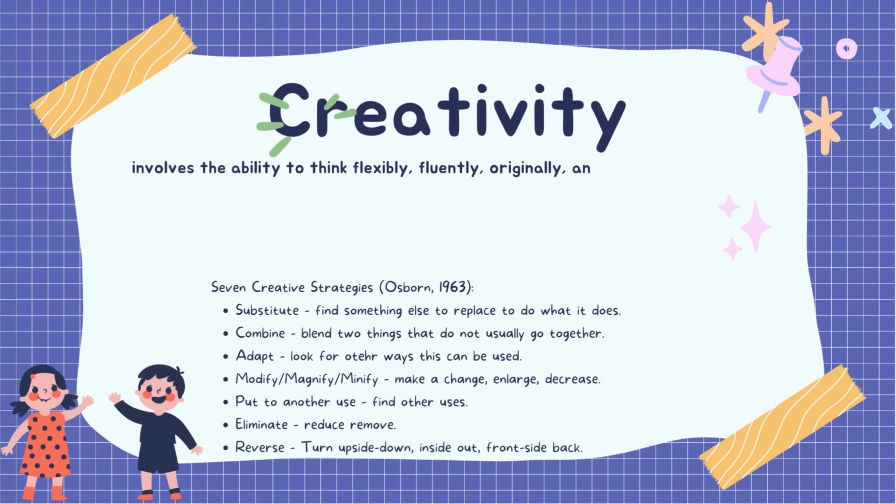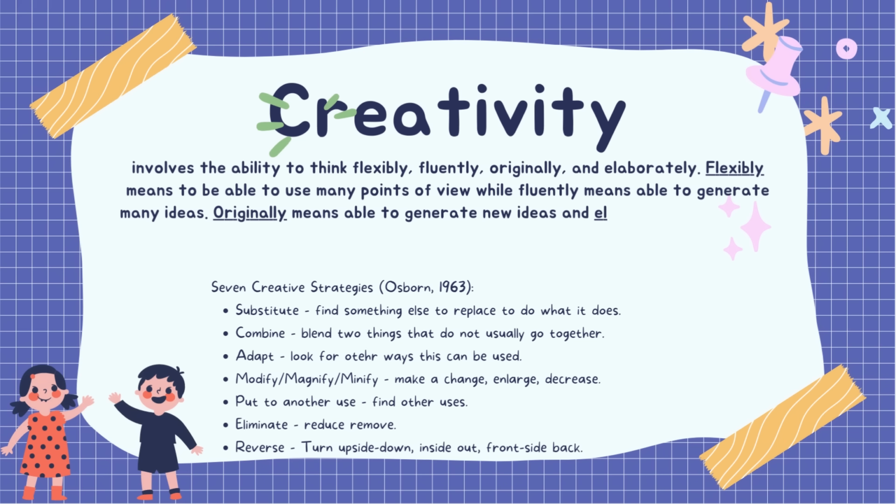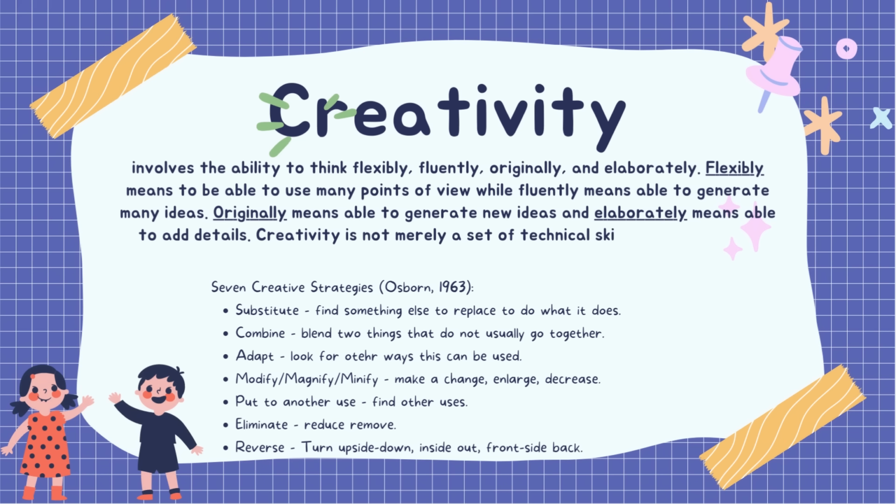Another higher order thinking skill that can be upgraded in our learners using technology is creativity. Creativity involves the ability to think flexibly, fluently, originally, and elaboratively. Flexibility means to be able to use many points of view, while fluency means to be able to generate many ideas. Originality means to be able to generate new ideas, and elaboration means to be able to add details. Creativity is not merely a set of technical skills but also involves the feelings, beliefs, knowledge, and motivation.